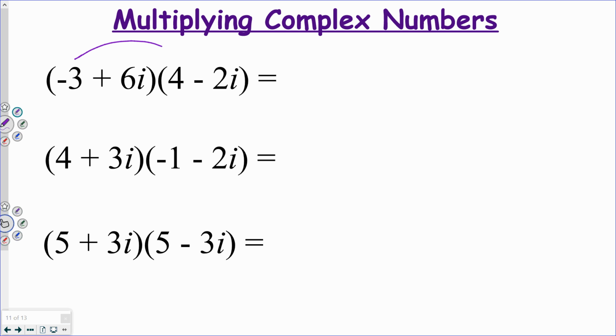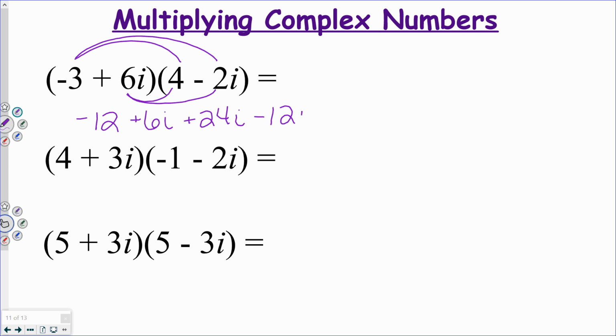So -3 times 4. -3 times -2i. +6i. Be very careful. If you lose one negative sign, you're in trouble. Whole thing's wrong. All right, distribute here. 6i times 4. And then 6i times -2i, -12i squared.